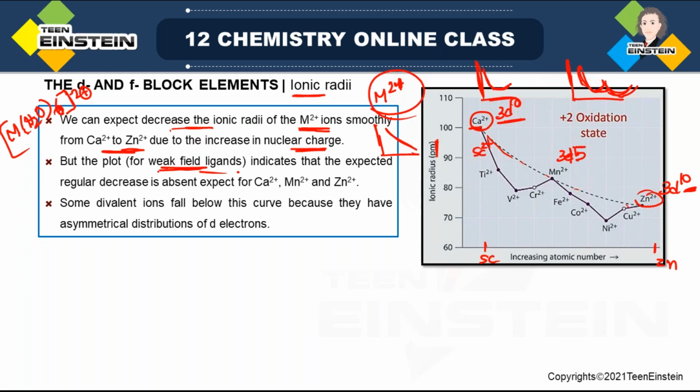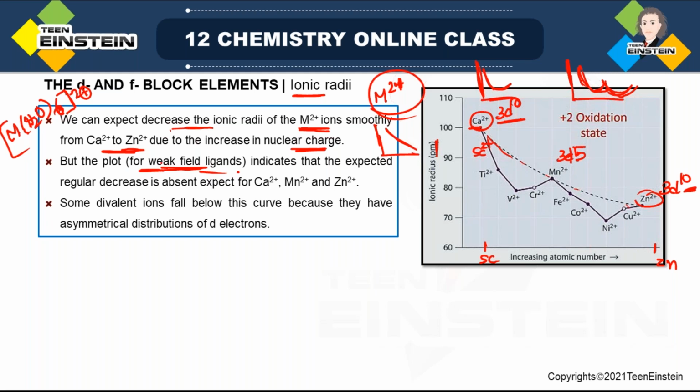Now there are two types of ligands. One is weak field ligand. Those ligands that are interacting with the metal positive center, if the interaction is very weak, will be called weak field ligands. And if the interaction is very intense, then it will be called a strong field ligand. That is the difference. But this plot is specifically for weak field ligands.